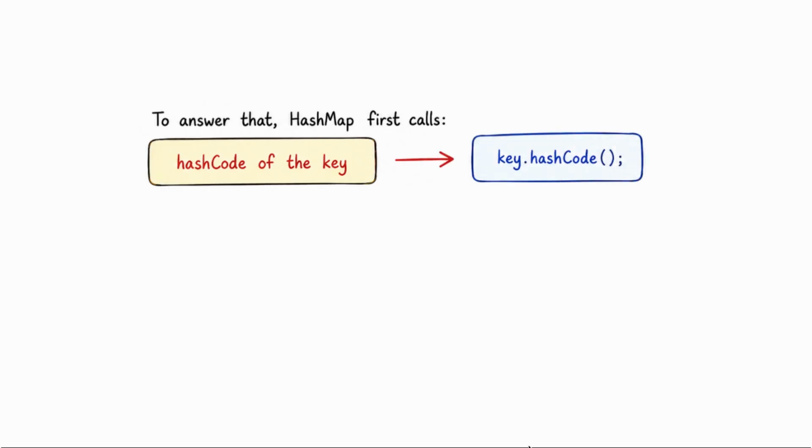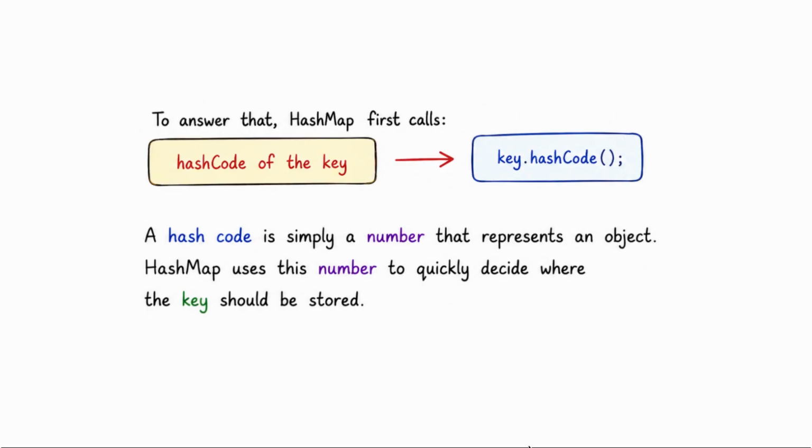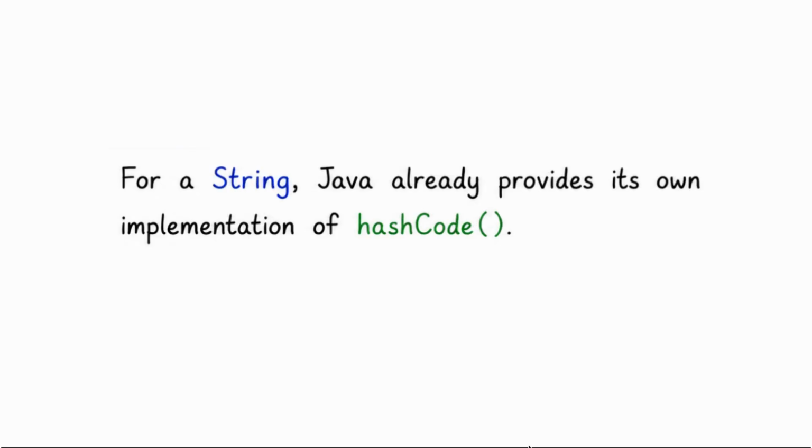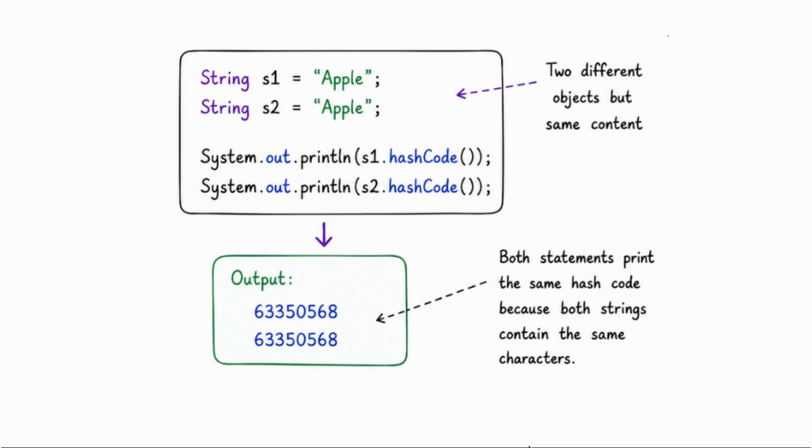To answer that, HashMap first calls hashCode of the key. A hashCode is simply a number that represents an object. HashMap uses this number to quickly decide where the key should be stored. For a string, Java already provides its own implementation of hashCode. For example, if we create two strings with the same value and print their hashCode, both statements print the same hashCode because both strings contain the same characters.